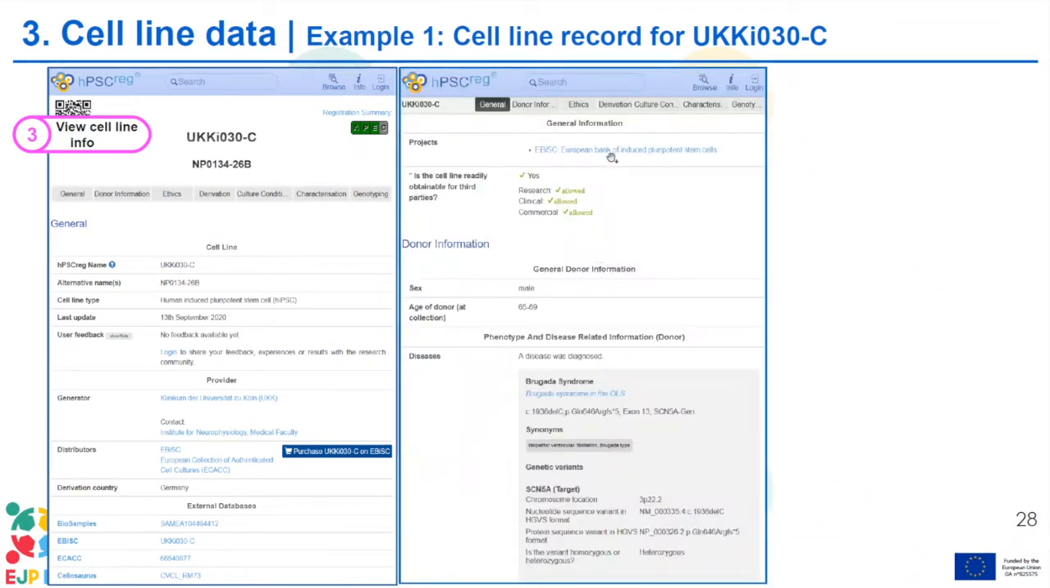Here we see it's associated with eBISC, the European Bank of Induced Pluripotent Stem Cells. And here, this is very interesting information, it shows you the availability of this cell line for research, clinical, or commercial use. And then we have other information about the donor. It was a male, age was between 65 and 69. And in particular, this donor has been genotyped for a particular mutation in the SCN5A gene.